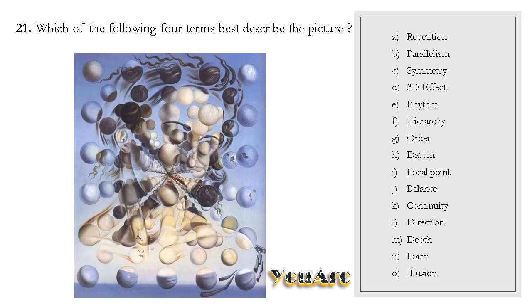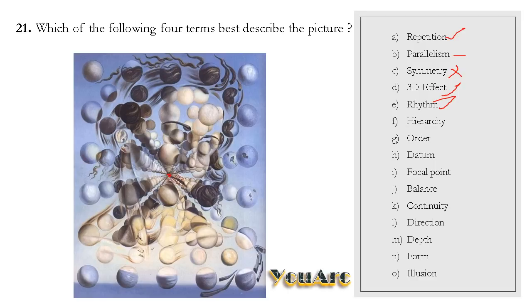So let's talk about the next question. Moving on to the options, we have repetition. Yes, so many balls or circle elements are getting repeated. Parallelism, so it is not happening with any lines. No lines are there. Symmetry, no, it is asymmetrical. 3D effect, yes, it has 3D effect. Rhythm, yes, all the balls from this particular point are moving in a rhythmic way.